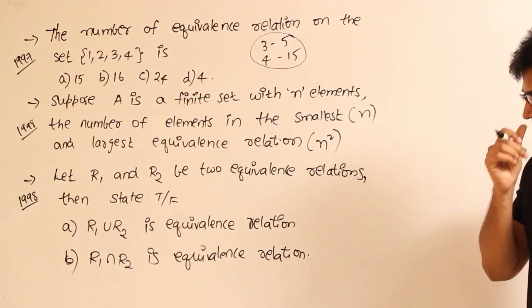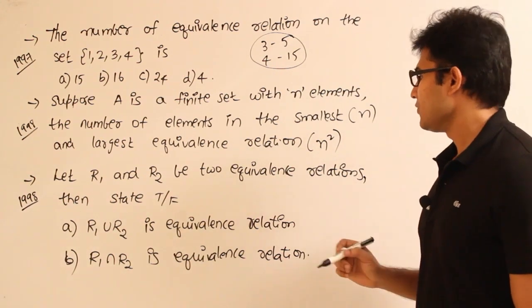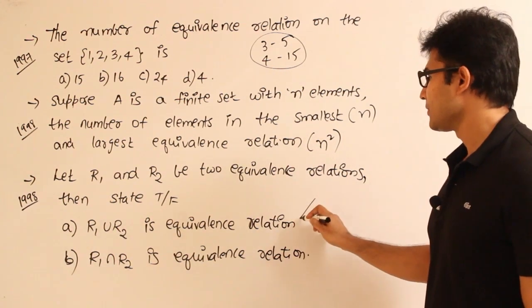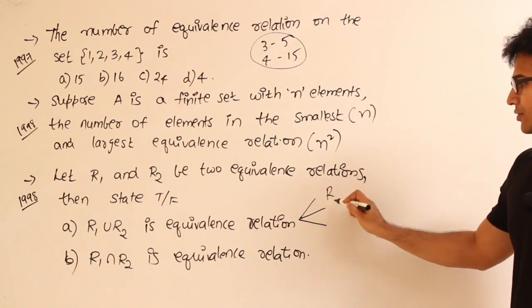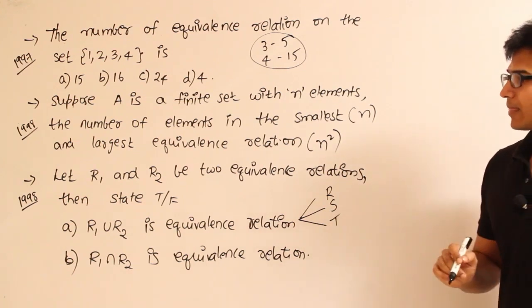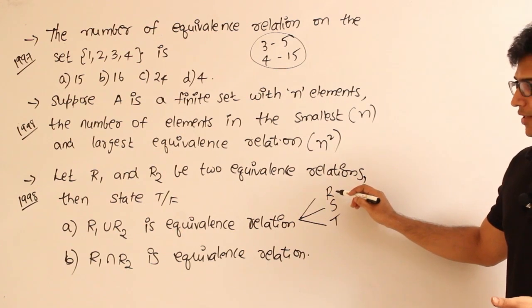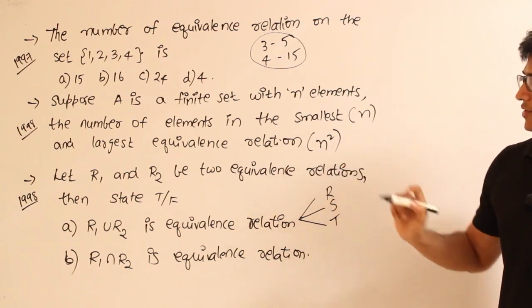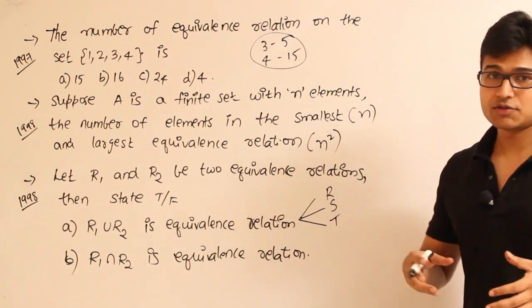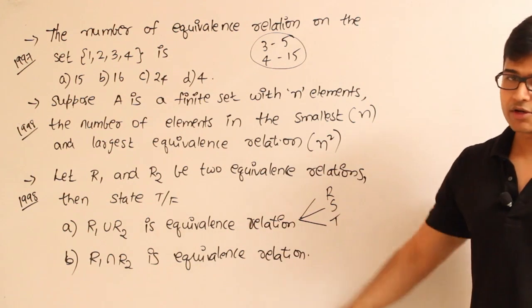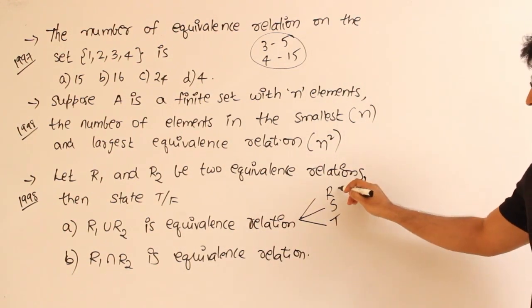So first of all, let's solve it. Now, if R1 union R2 has to be equivalent, then R1 union R2 has to be reflexive, symmetric, and transitive, right? Let's solve this one first. We know that R1 is reflexive and R2 is reflexive. How? Because they are already given as equivalence relations. Therefore, definitely all the diagonal elements are present both in R1 and R2. When I take the union, definitely we are going to get the diagonal elements, and so it is reflexive.